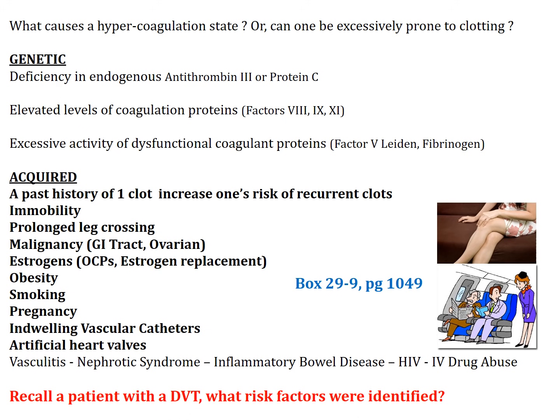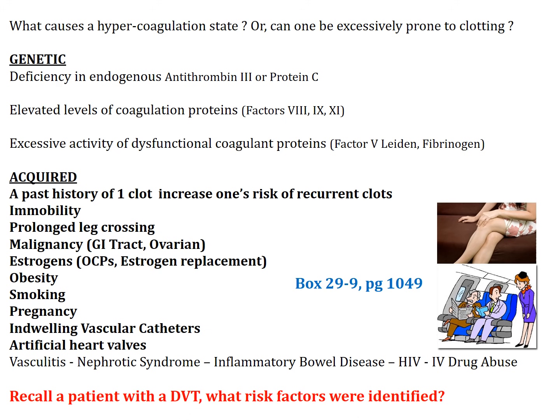If you have excessive activity of a dysfunctional coagulation factor, a very important one there is called factor V Leiden. Factor V Leiden is a factor V that can spontaneously activate, lead to clotting. Those are some of the more common genetic things that make you at increased risk for clotting.